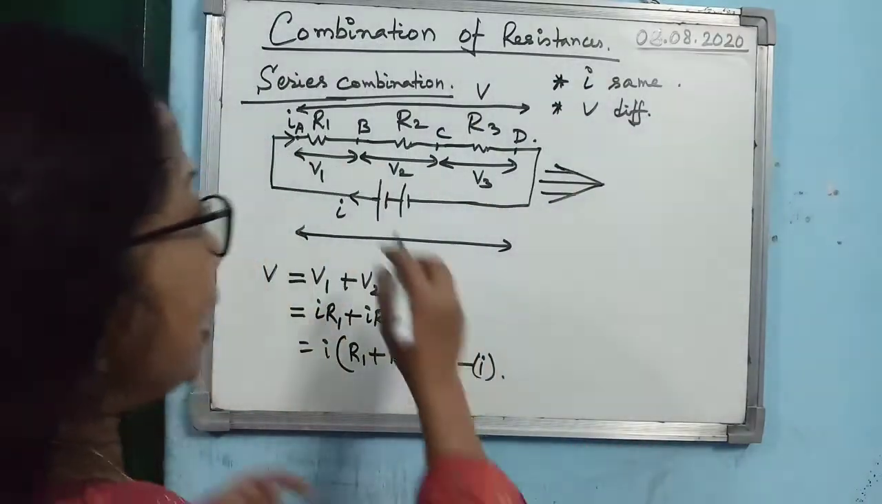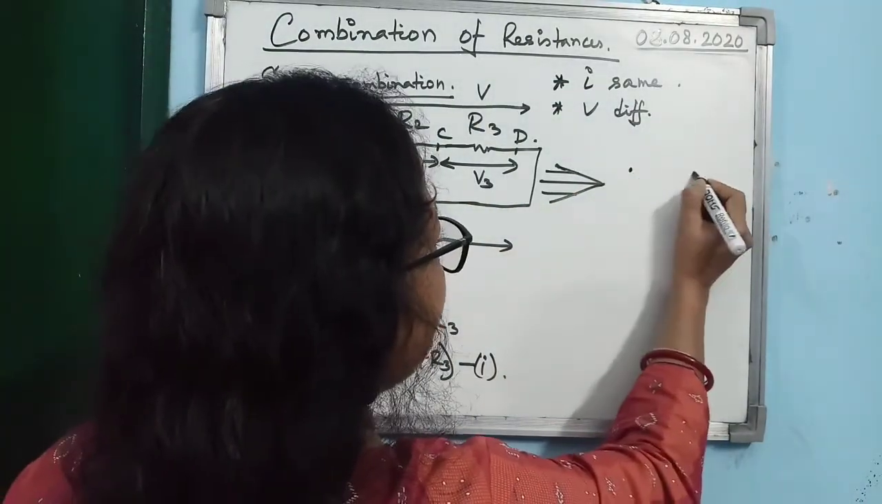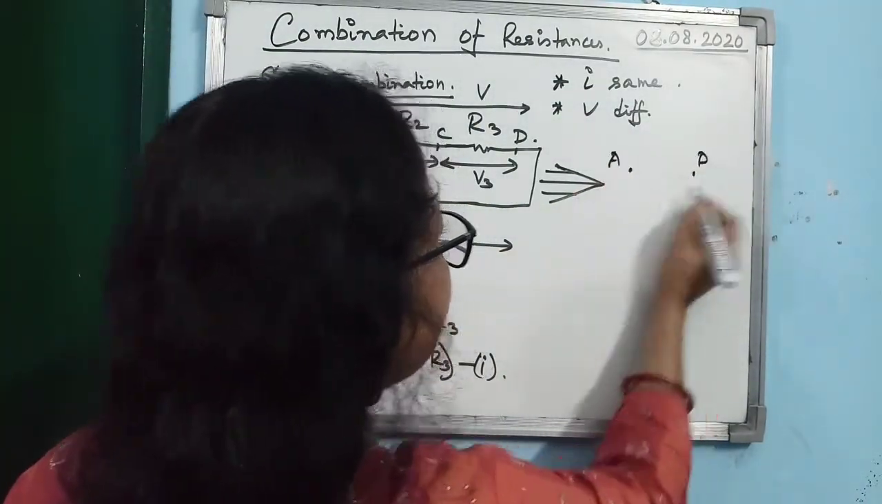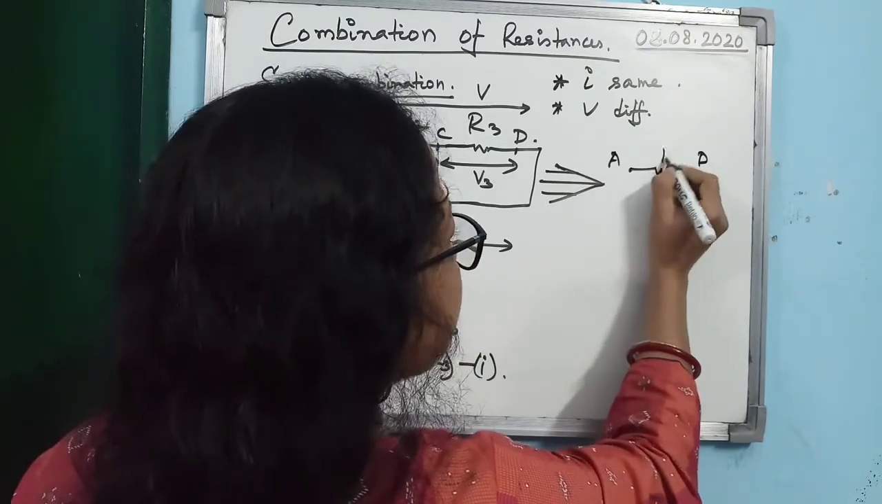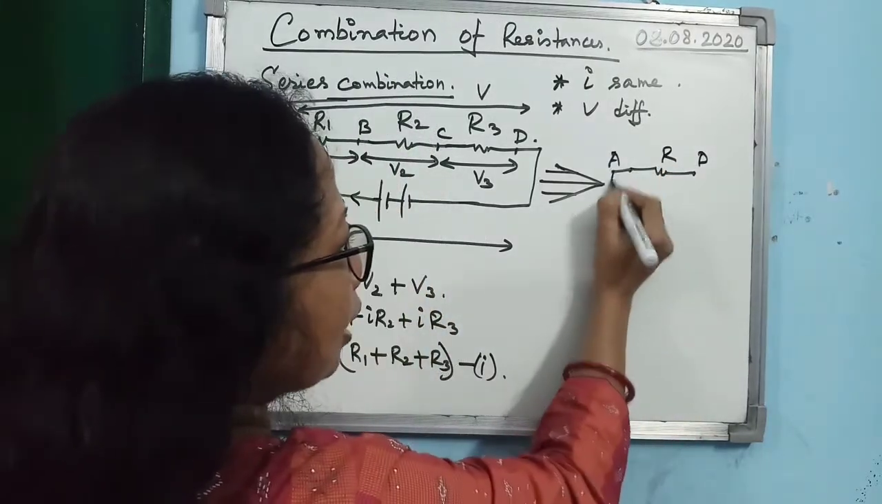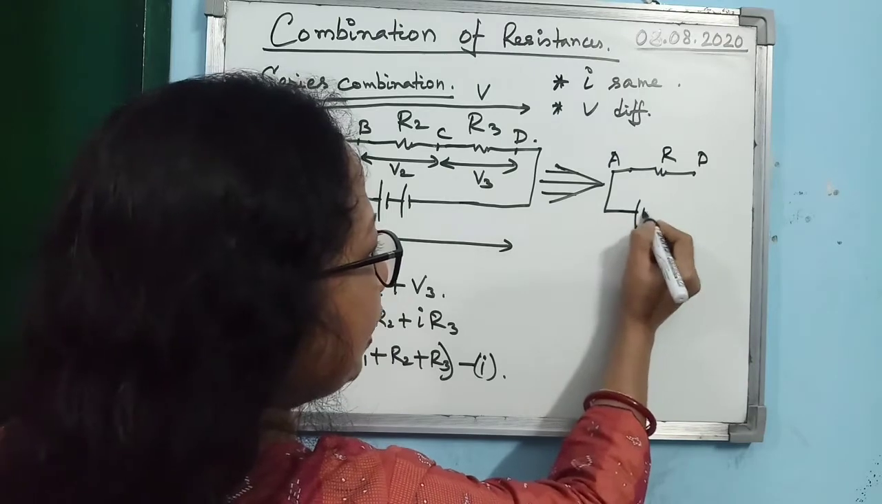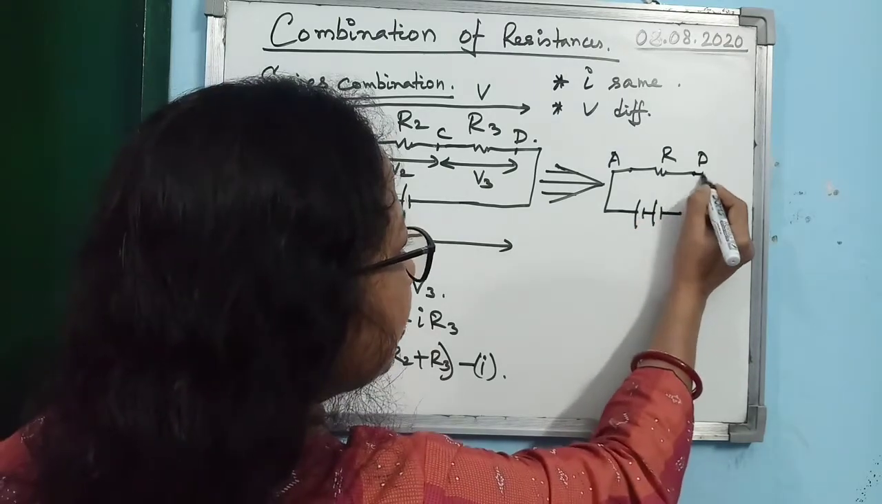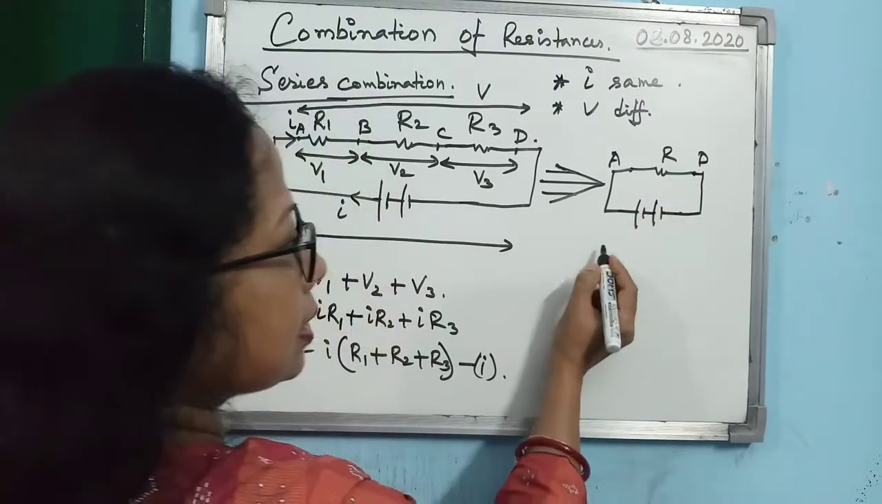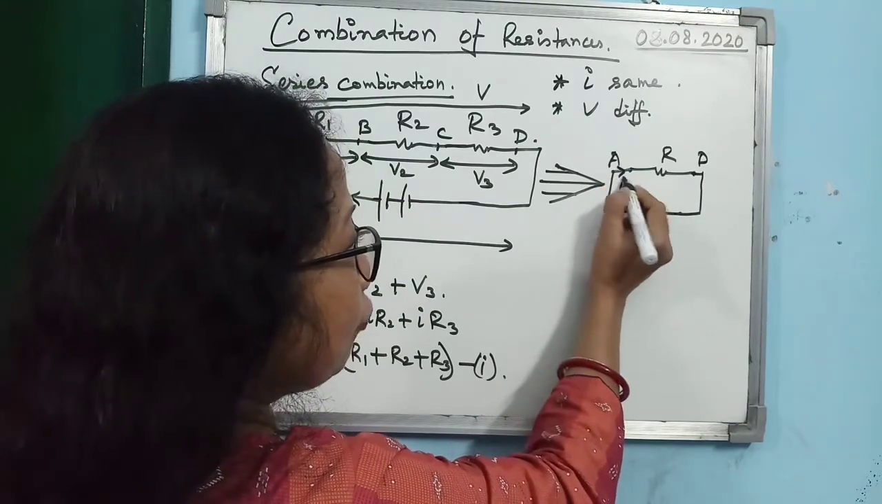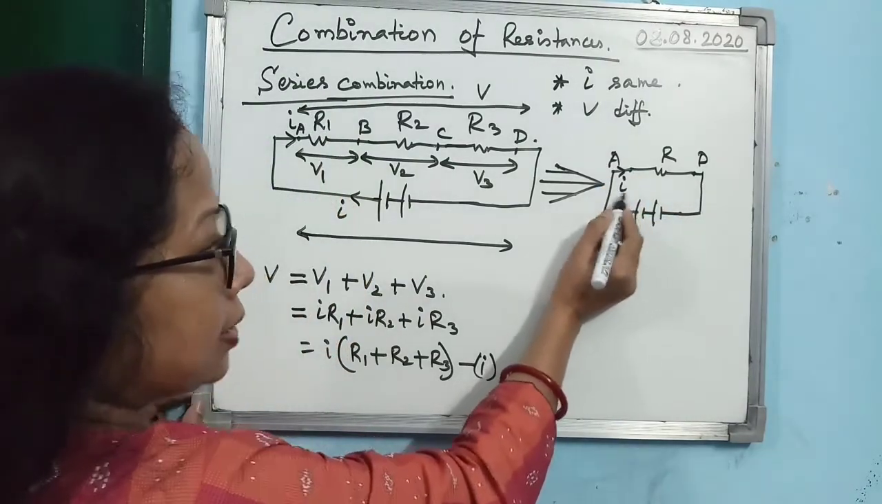Okay. So, as that is the case, you can redraw the diagram like this. Suppose R is the equivalent resistance. So, across AD in place of the combination, I have used the single resistance R in such a way that the total current is I.